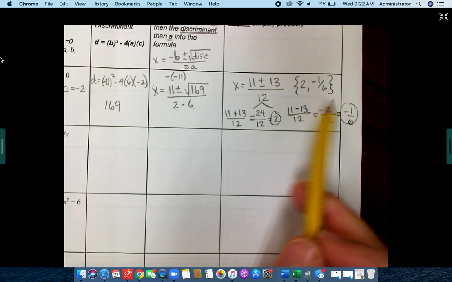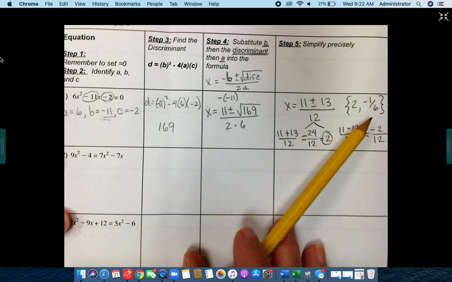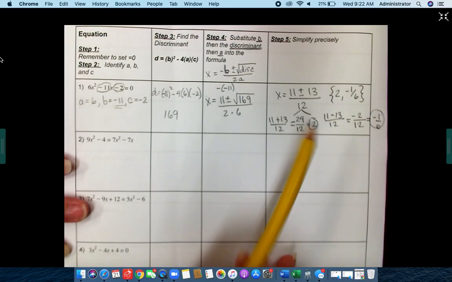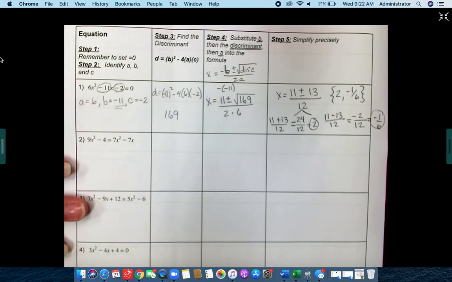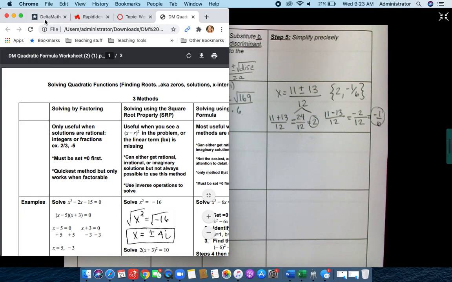Now, if you think about it, these are rational solutions, right? So if I get rational solutions, it means I could have factored to start with. So sometimes it's easier to just go, can I factor? And maybe try factoring, and then if factoring doesn't work, then use quadratic formula. So I've got my two answers. I'm going to go into Delta Math and type in 2 and negative 1/6.